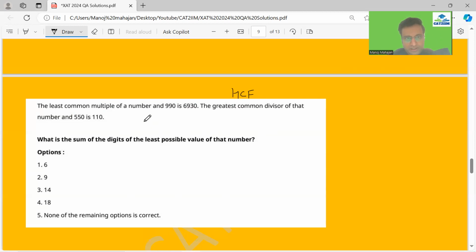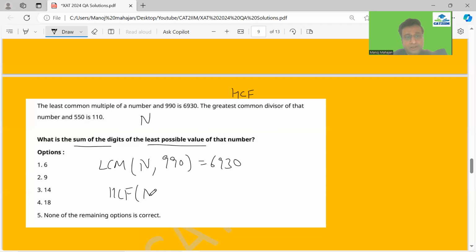So let me take the number as n, and we have to find out the least possible value of that number, and then we have to do the sum of the digits. So that is some interesting thing which people always look forward to do, right? So what we have is LCM of n and 990 is 6930, and HCF of n and 550 is also given to us, that is 110. Okay, so the ultimate task would be to factorize and try to make the number n as small as possible. So let me just first factorize this.